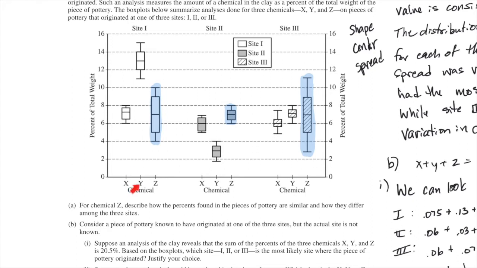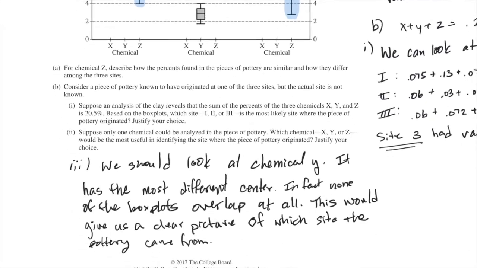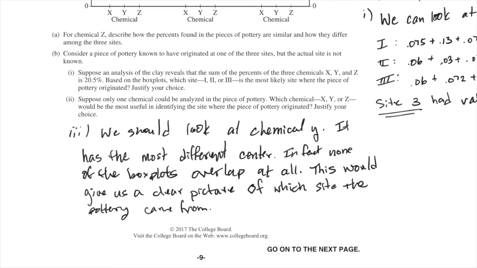I thought that chemical Y was the most different in each of the groups, right? They don't even overlap. This is really high, this is really low, this is right in the middle. So if I had known chemical Y only, then I would have been able to identify which site it came from, right? And I said we should look at chemical Y. It has the most different center. In fact, none of the box plots even overlap at all.